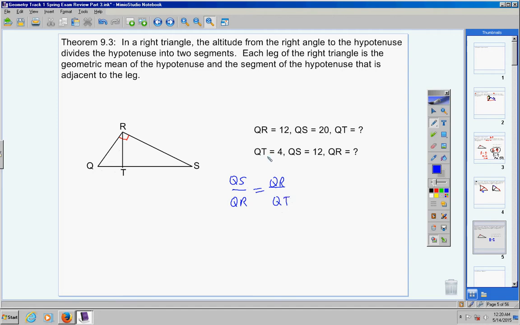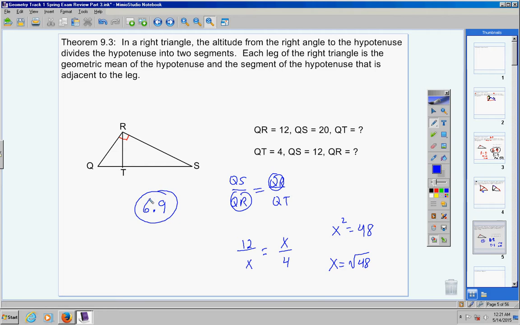So here we go. QT is 4, so I'll put a 4 right here for QT. QS is 12, so I'll put a 12 right here for QS. Find the length of QR. Well, QR is here and here, so I'm going to put an X times X. X times X is X squared. 12 times 4 is 48. Take the square root of both sides, and X equals the square root of 48, or you could type that into your calculator and get a decimal, which would be 6.92, or just 6.9.